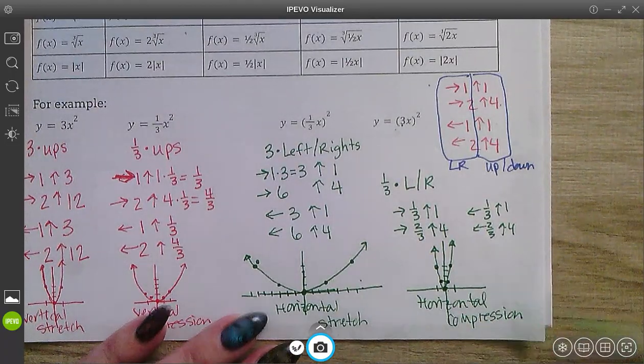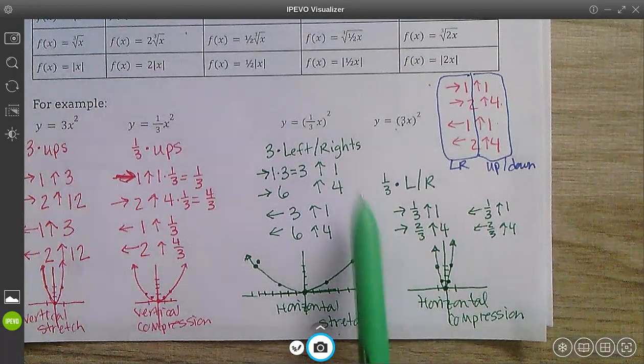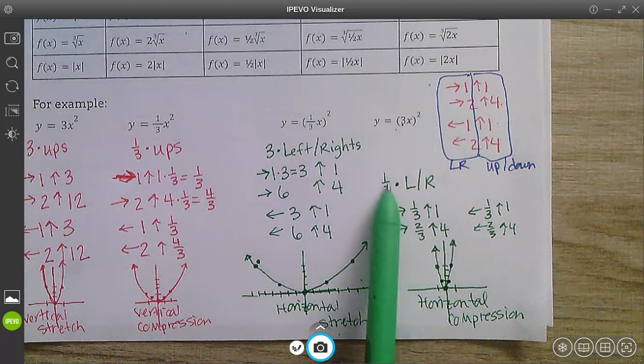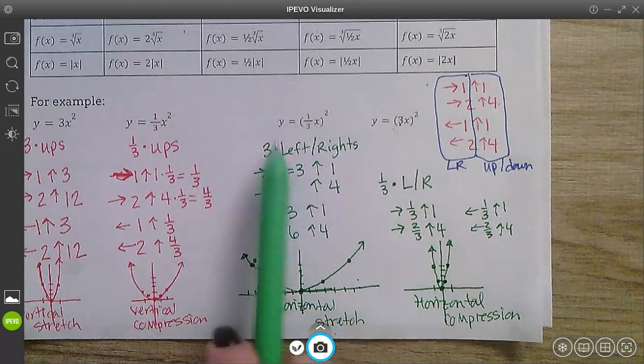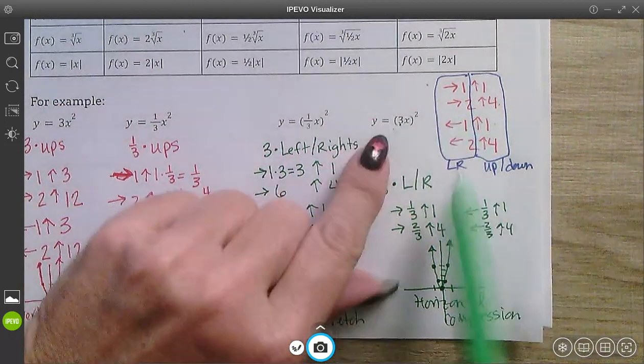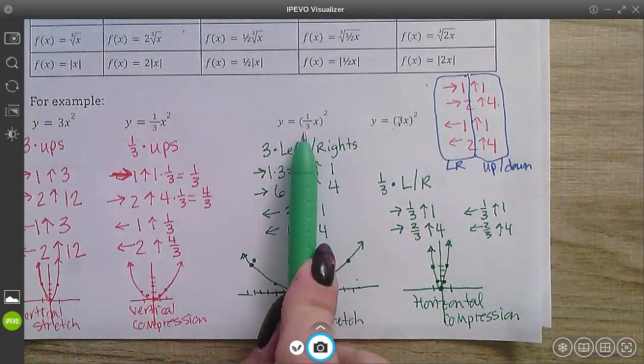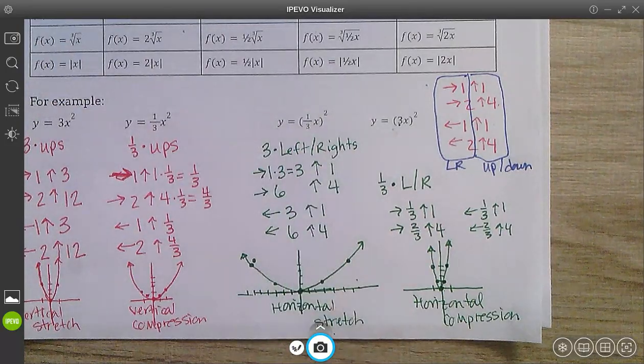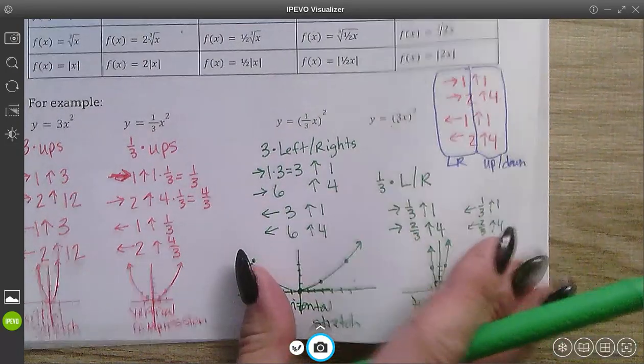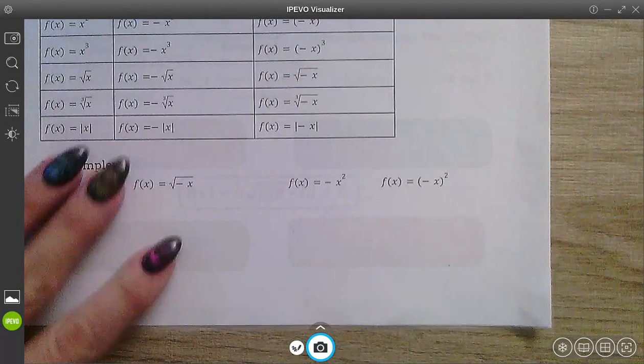Horizontal compressions happen when your number is between 0 and 1. Horizontal stretches happen when your number is bigger than 1. Horizontal compressions happen when your number inside is between 0 and 1. I have a really nice graphic on the next page, so we'll look at that here in a second. Right here.